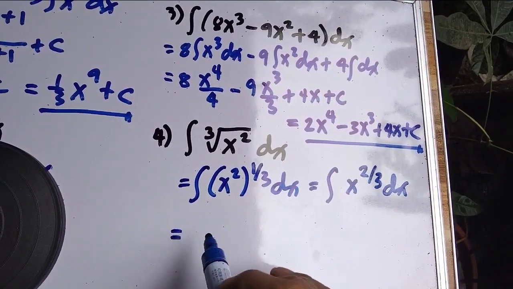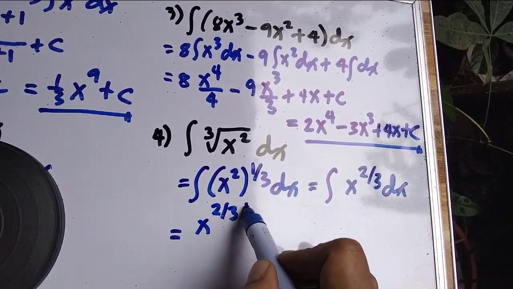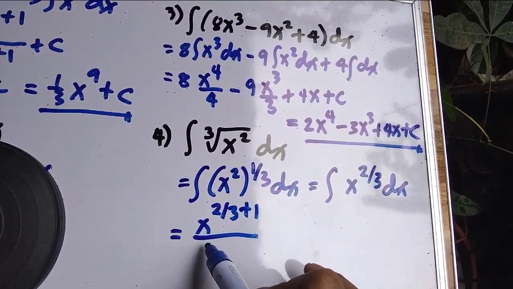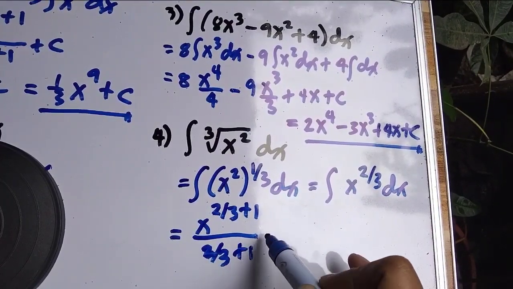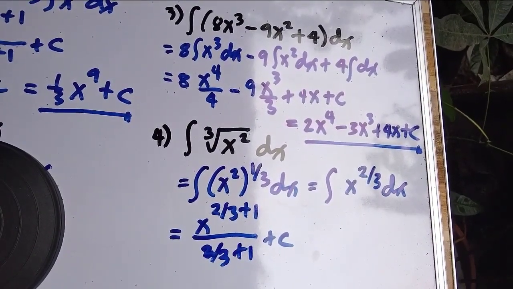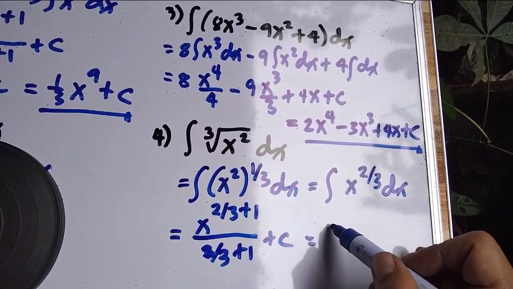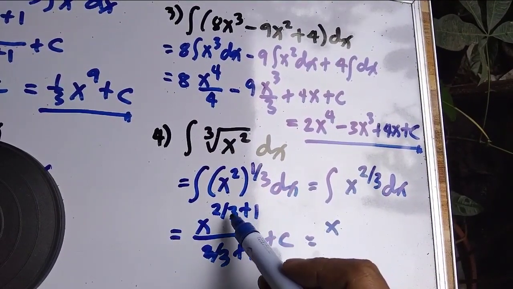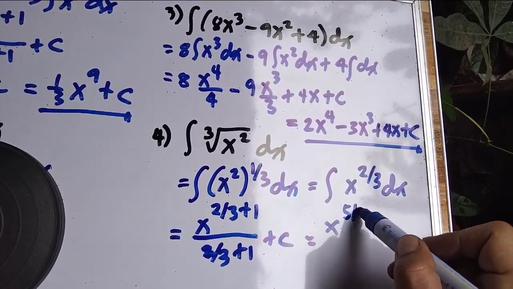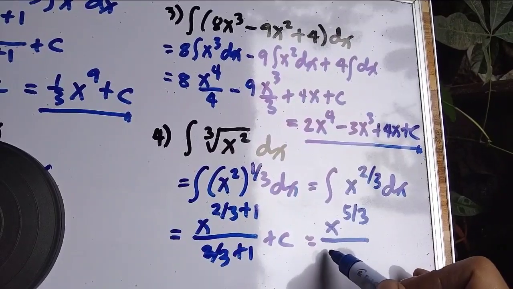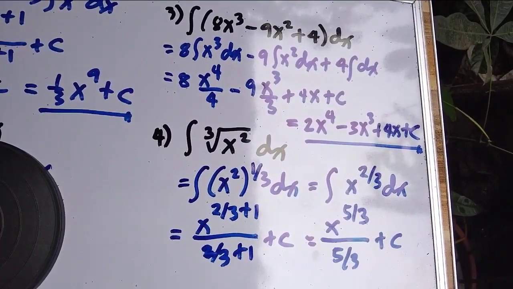That is equivalent to x. Copy the exponent 2/3 plus 1, all over 2/3 plus 1, plus c. Then, padayon. Okay, because we're not yet through. You have x. What is 2/3 plus 1? That is 5 over 3, whole over 5 over 3 plus c.